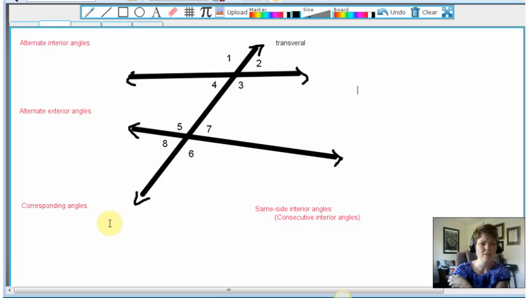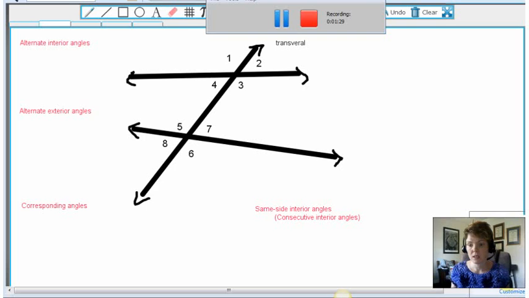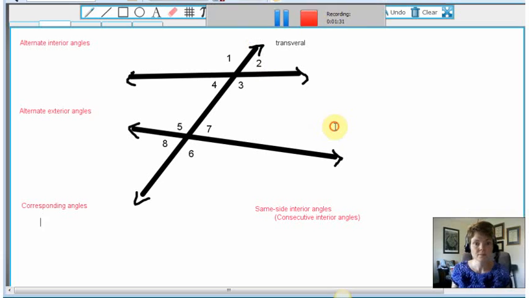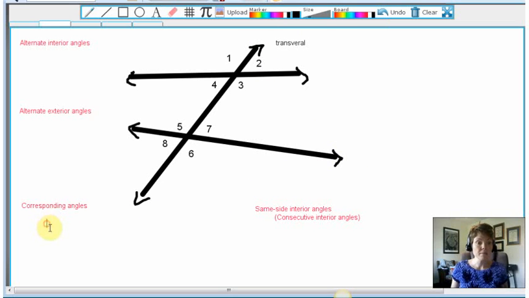I don't really have these in any kind of order. I just typed them up here without thinking about an order, and then realized they were not in the order I wanted them, so we're going to go with it. Corresponding angles are angles that are in the same position. I just want to make sure that I am recording here. I am.